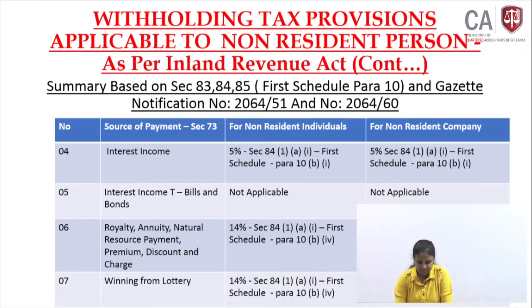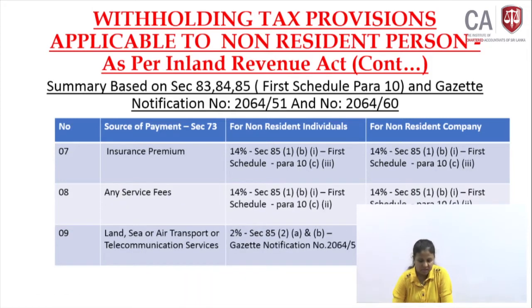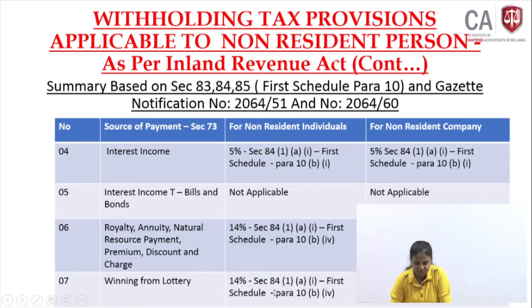Okay. Then here again is the continuation of this summary. Source of payment is insurance premium. For non-resident individuals and non-resident companies, the rate is 14% for both. It is covering insurance premium. Now we have discussed up to now section 84 with reference to investment returns.